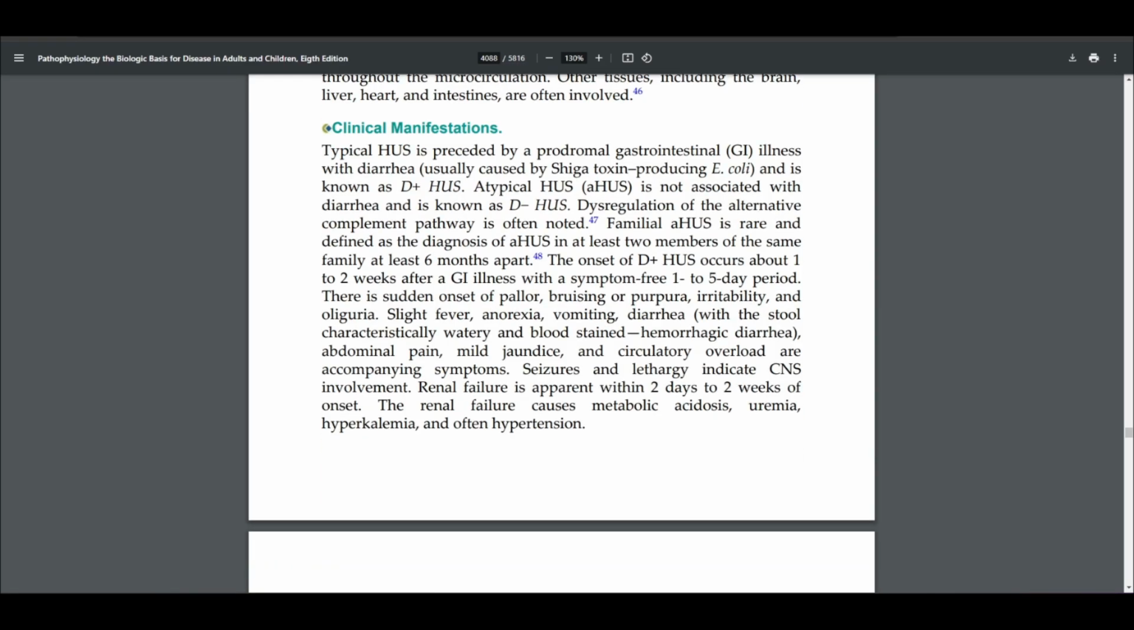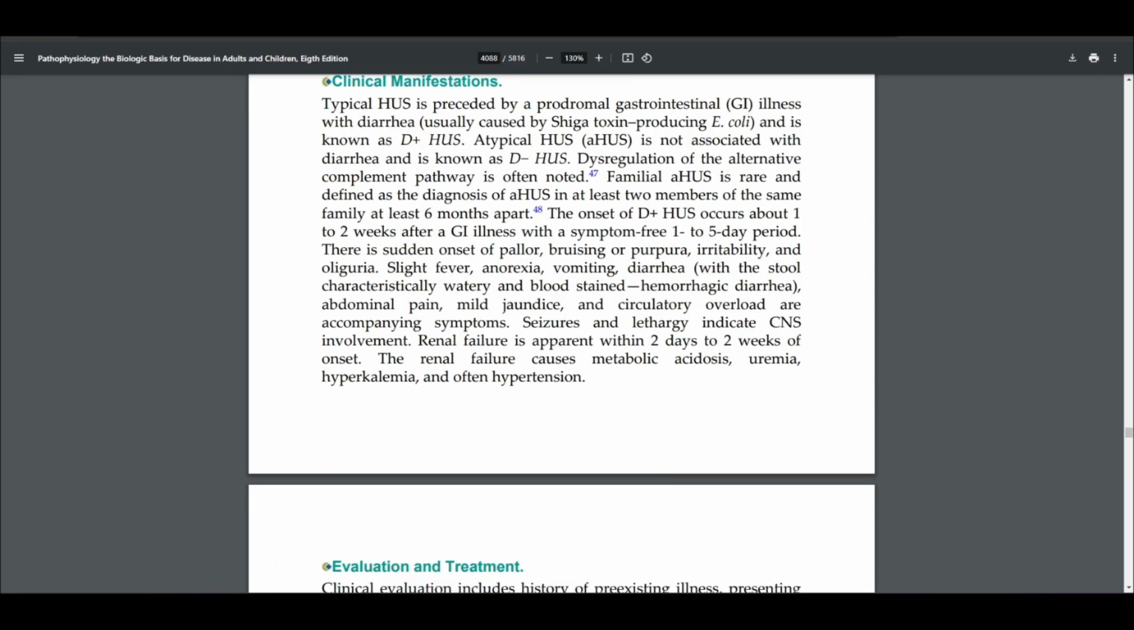So what kind of manifestations do we see clinically? Typically, HUS is preceded by a prodromal gastrointestinal illness with diarrhea and is known as D plus HUS, diarrhea plus HUS. Atypical HUS is not associated with diarrhea and is known as D minus HUS. Dysregulation of the alternative complement pathway is often noted. Familial HUS is rare and defined as a diagnosis of HUS in at least two members of the same family, at least 6 months apart.